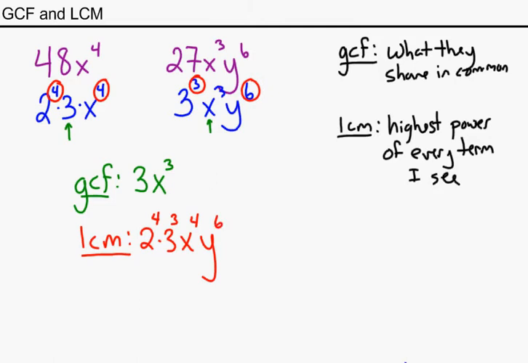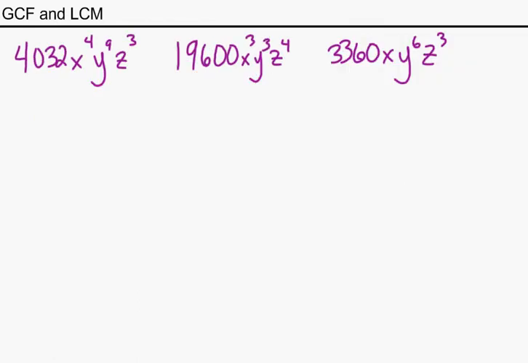So my final answer is 2 to the 4th times 3 to the 3rd times x to the 4th times y to the 6th. And I could go ahead and multiply out 2 to the 4th times 3 to the 3rd, but I'm going to leave it in exponent form. Now I can apply this same process directly to a set of 3 monomials. I have some pretty big numbers here, but with a little time and effort, I can do factor trees, and I can realize that 4032 really has 6 2's inside of it, it has 2 3's, and it has a 7. And don't forget the x's, the y's, and the z's that go along with them.